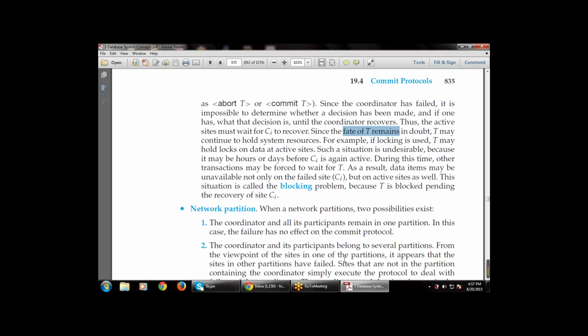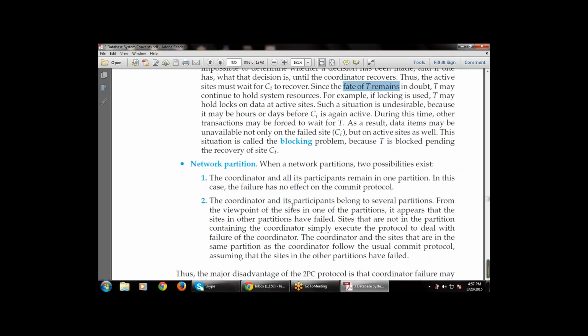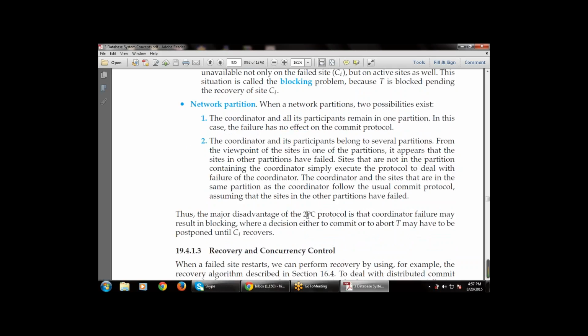The second possibility is that the coordinator and the participants belong to several partitions. From the viewpoint of a given partition, it appears that the sites in the other partition have failed. And there are two major disadvantages of the 2PC protocol. The first is that coordinator failure may result in blocking. So if the coordinator fails, as I said, there will be blocking.